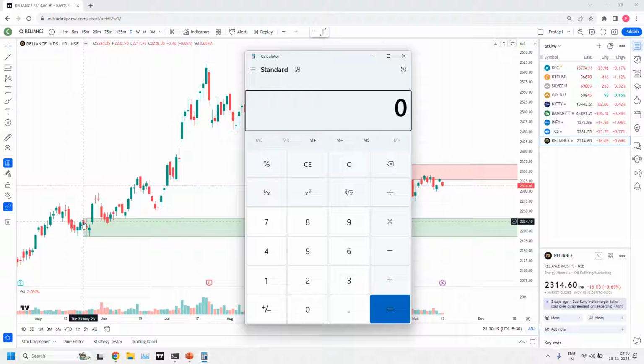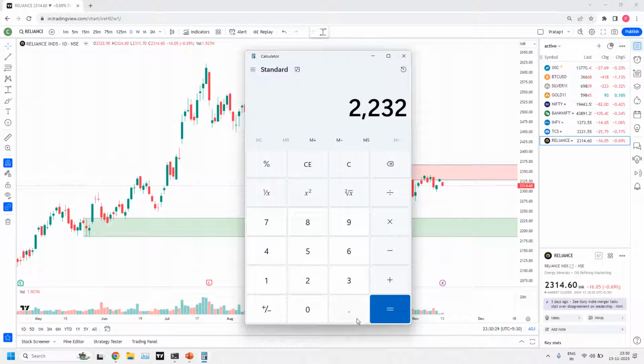So I am placing my mouse here. What is the value of the high? Open, high: the high is 2232.70. So that is the high of this candle. Now where is the low? The third candle has the low value. Let me keep my mouse on the third candle in this demand zone, which has the zone low. What is the low value? 2185.70.